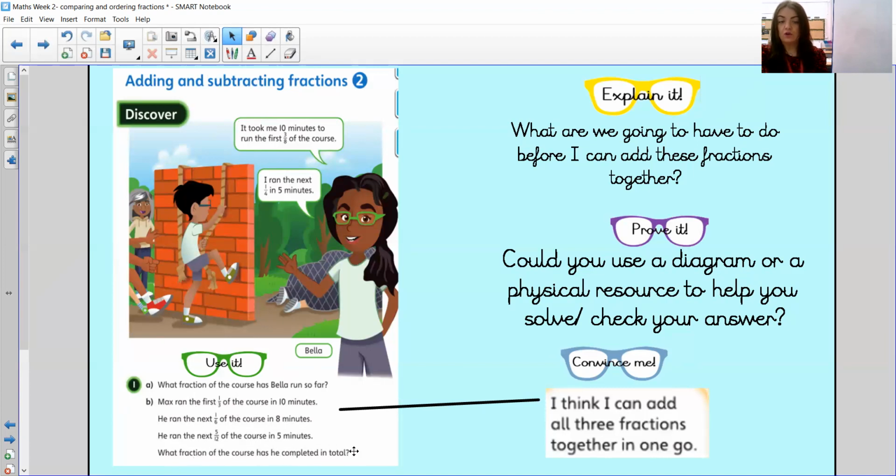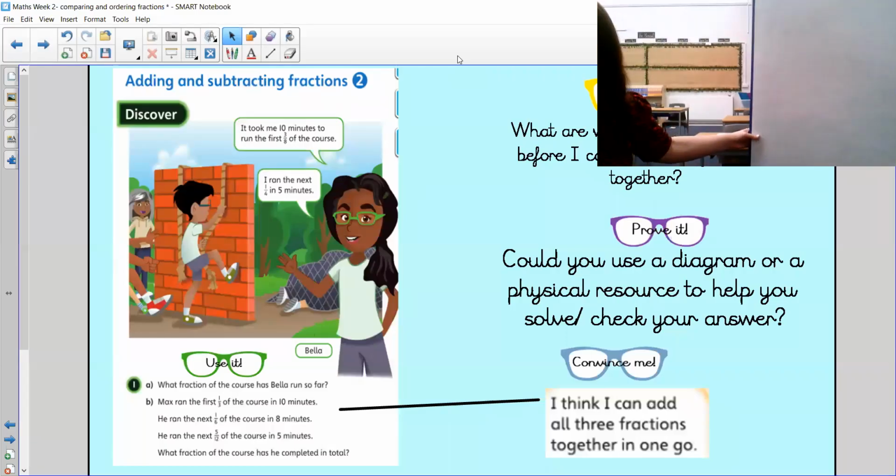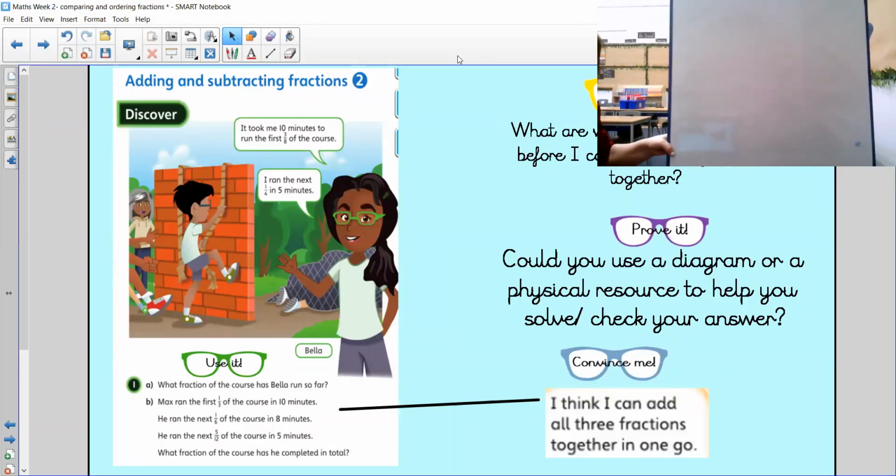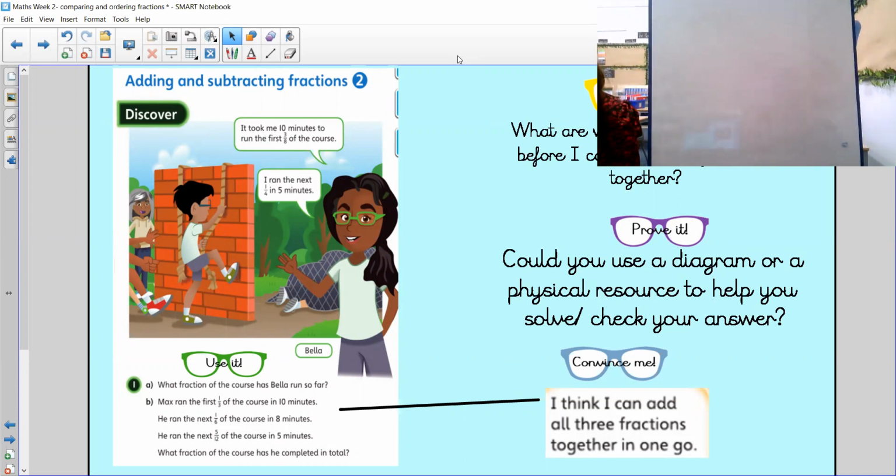So what fraction of the course has he completed in total? Okay, so both of them are using the in total, or run so far. So they're both telling me that they're adding. Okay, have a little go at those and then come on back. Fabulous. So I'm hoping you've had a go at that now. So let's see how you have got on, to see if you did it in the same way that I did.